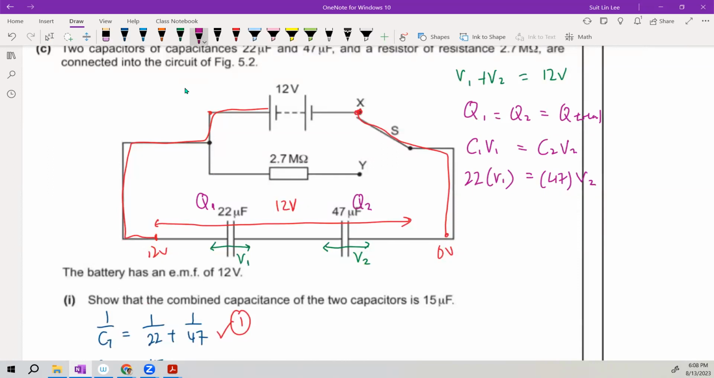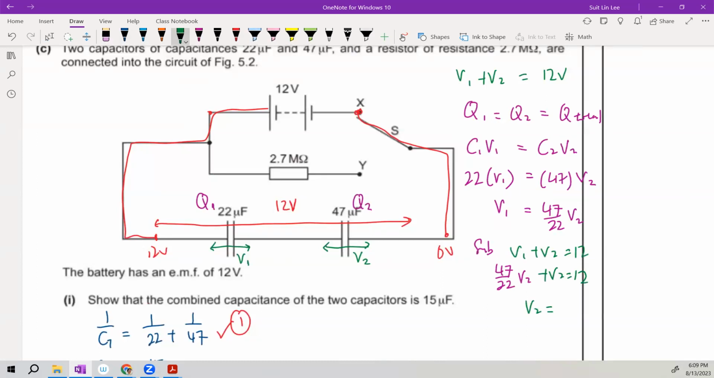Okay, but what I can do is I can substitute. So from here, V1 is 47 over 22 V2. Okay, and I'm going to substitute, and I will sub into V1 plus V2 is 12. So 47 over 22 V2 plus V2 is 12 volt. So I can find V2.